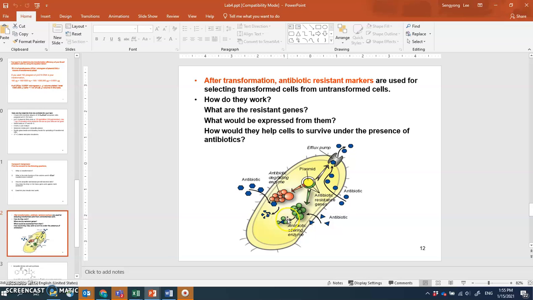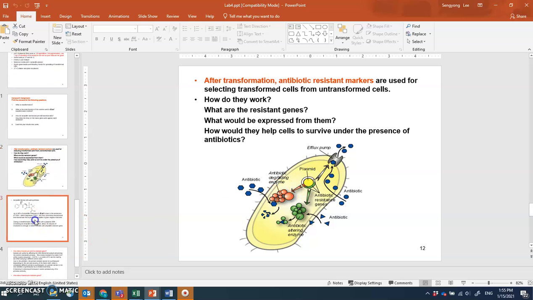Another possibility is that this gene can affect the pumping out process of the antibiotics. When antibiotics are taken up, the cell can just push them out. So by doing so, cells can survive. So there are various ways of protecting the cells. I'm just telling you the possibilities.